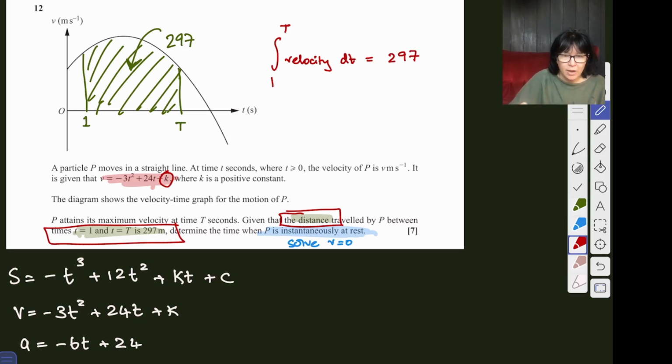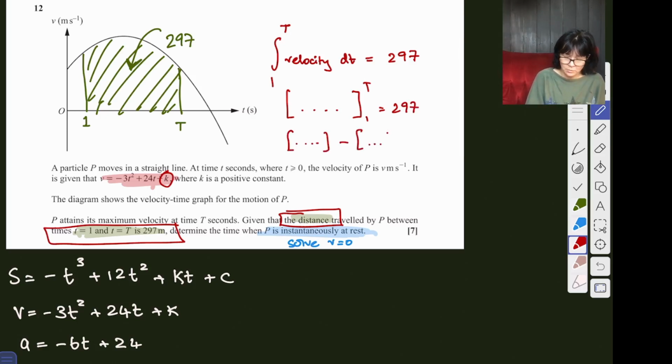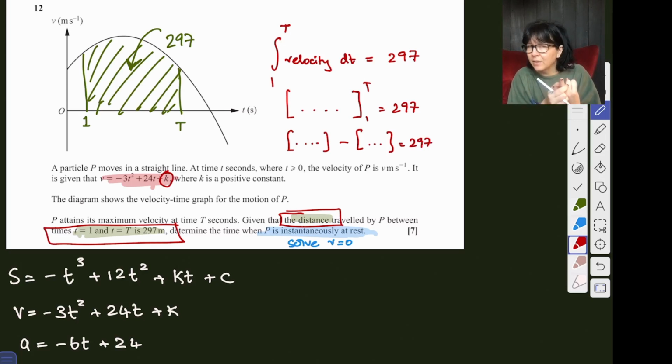So I can integrate, but there's a k in there, so there will be a k in here, which means at the moment, if I complete that, I put in the t and then I put in the 1, I get an equation, but there's two things I don't know in it. I don't know capital T and I don't know k. So what am I actually trying to find?